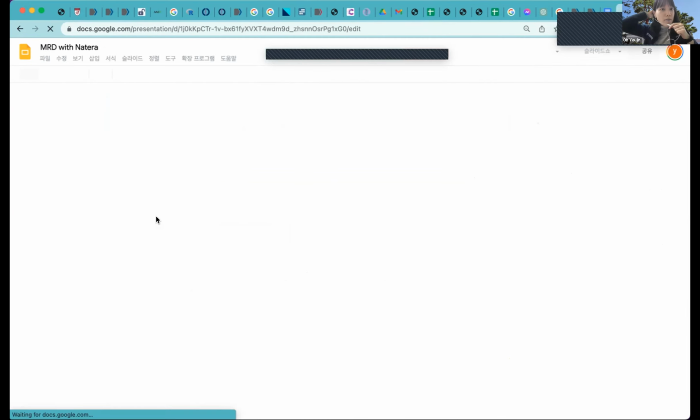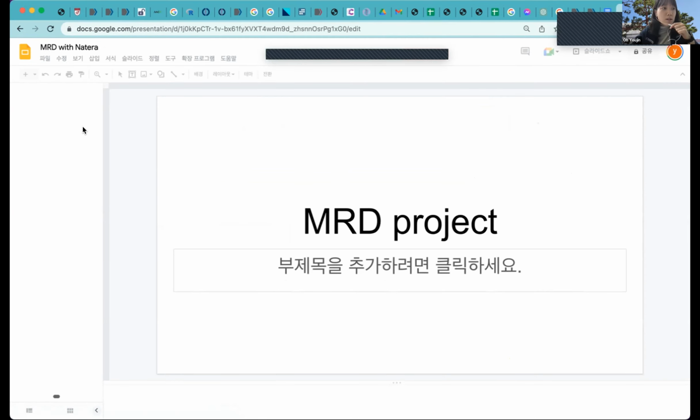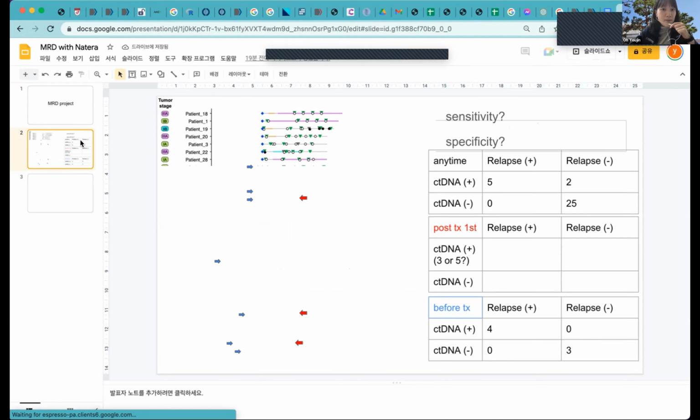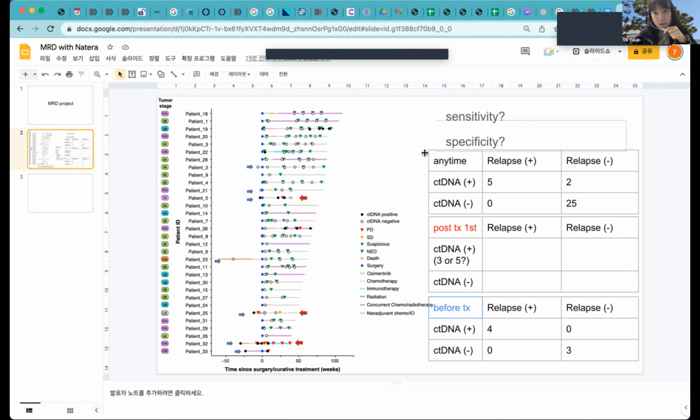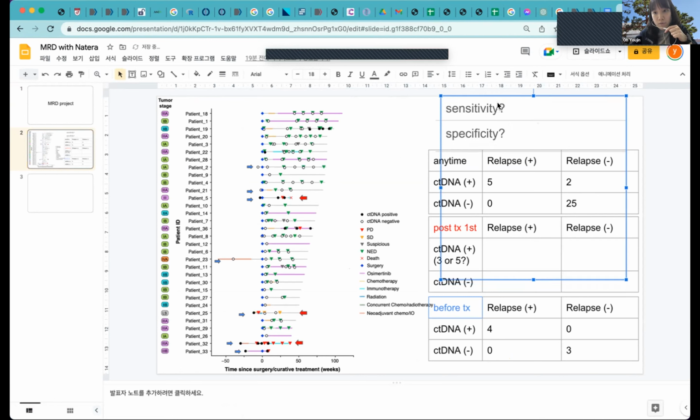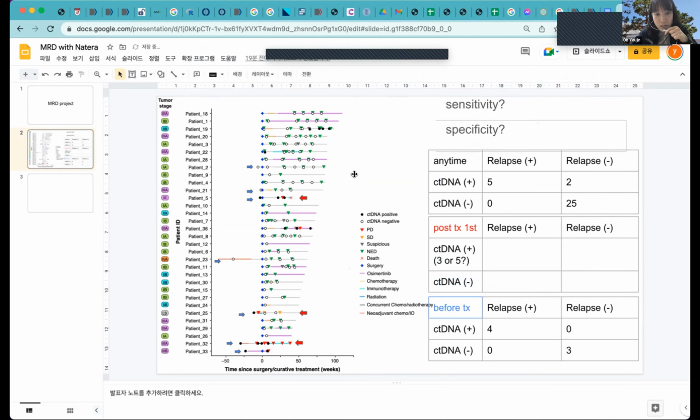But I have some concerns regarding classification. So I'll make my question very short. First of all, I'm very grateful for receiving this fantastic swimmer plot. Because this is real world data, this is real world data.